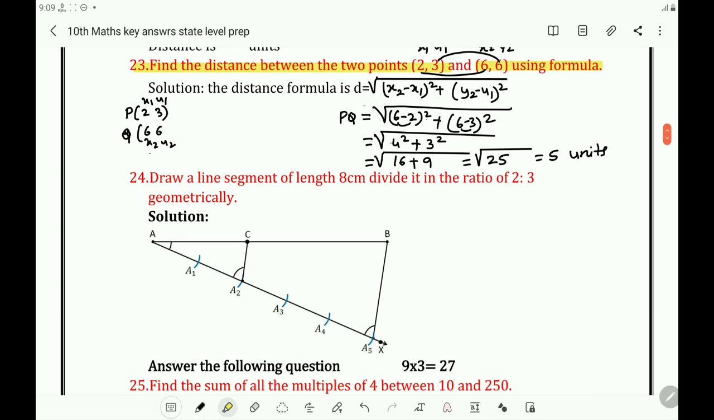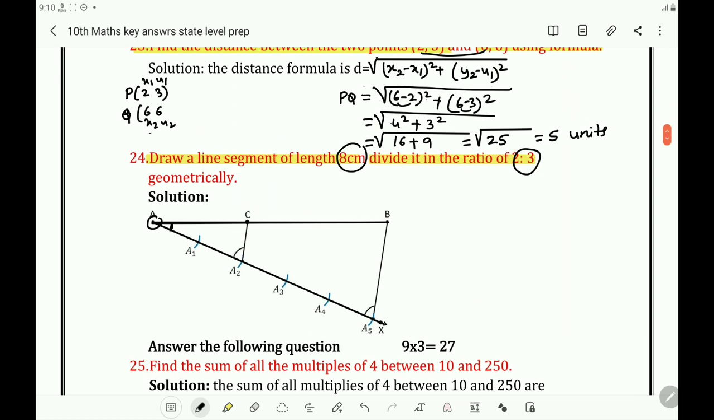Then the next question, 24th question: draw a line segment of length 8 cm, divide it in the ratio 2 is to 3. You know the method of construction. In the first step, you draw a line of 8 cm. Next, at a point A, construct an acute angle. Here you draw a ray AX with an acute angle at point A. Then take a convenient radius with the help of the compass. Here the ratio is 2 is to 3, so you take 2 plus 3, which is equal to 5.